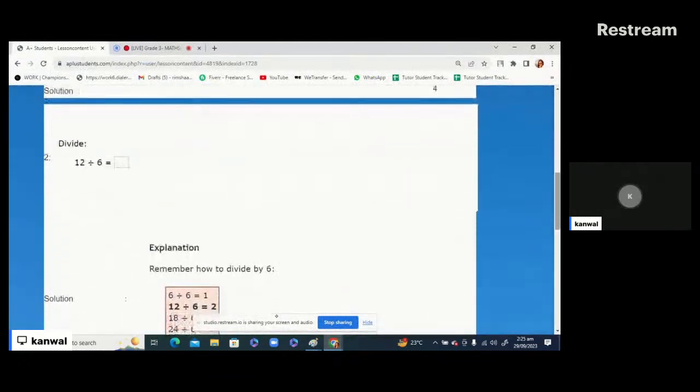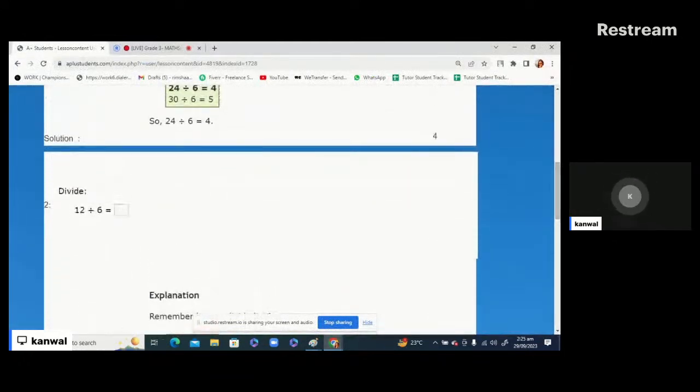That's it. Now 12 divided by 6. This is again the same thing. When you divide 12 over 6, 6 times 2 is 12, so the answer is 2. Good.